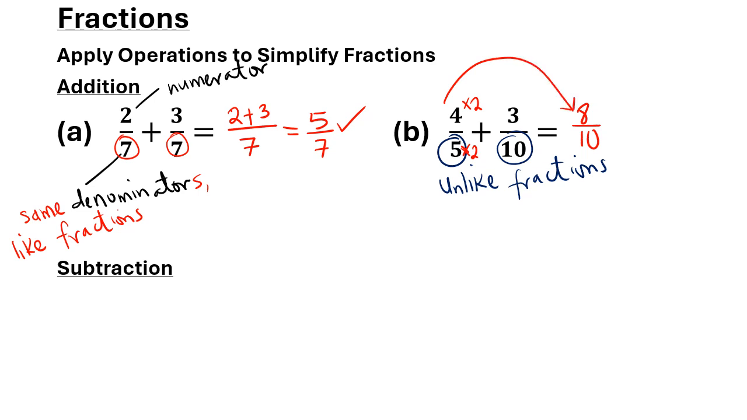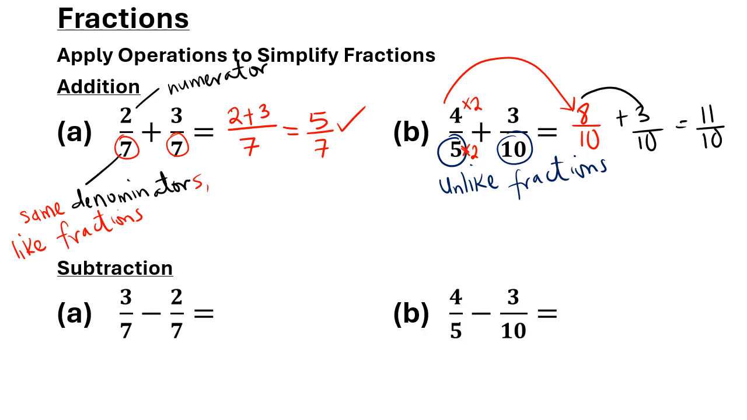Then I can now add my 3 over 10, and that gives me 11 over 10. What I did is just add the top numbers, the numerators, 8 plus 3 to get 11, and I'm dividing by 10. All right, so let's keep learning. It's getting more interesting. Let's go ahead and do some subtractions and see what we are looking at.